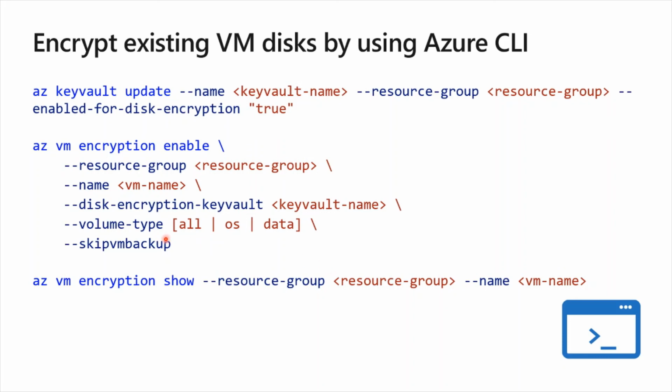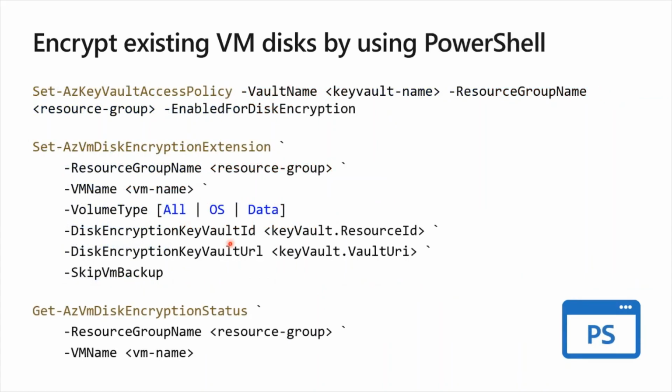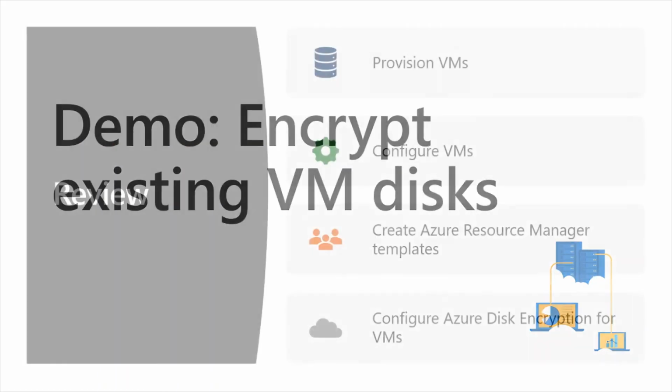So you see, you have two things: you need to update your Key Vault to enable for disk encryption, and you need to enable your VM for the encryption. Same way you can do it with PowerShell. I'm not going to do it here.